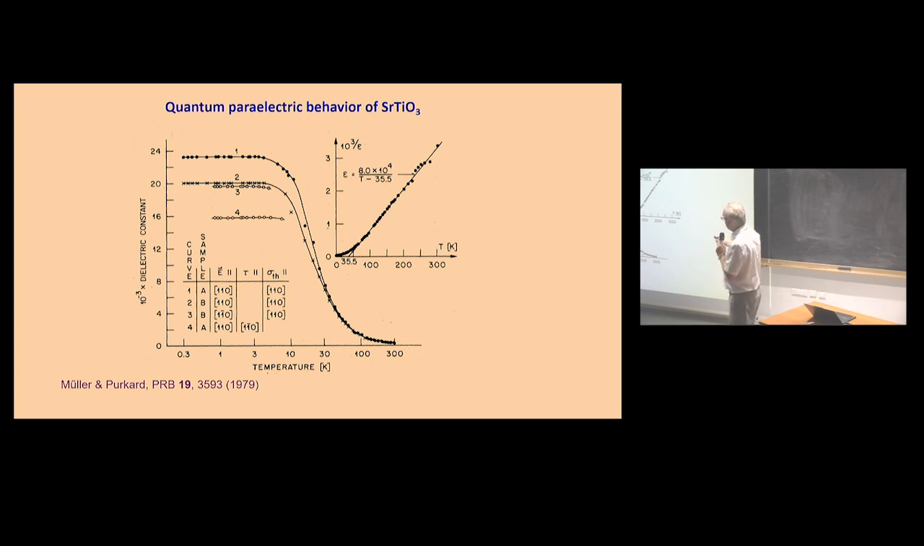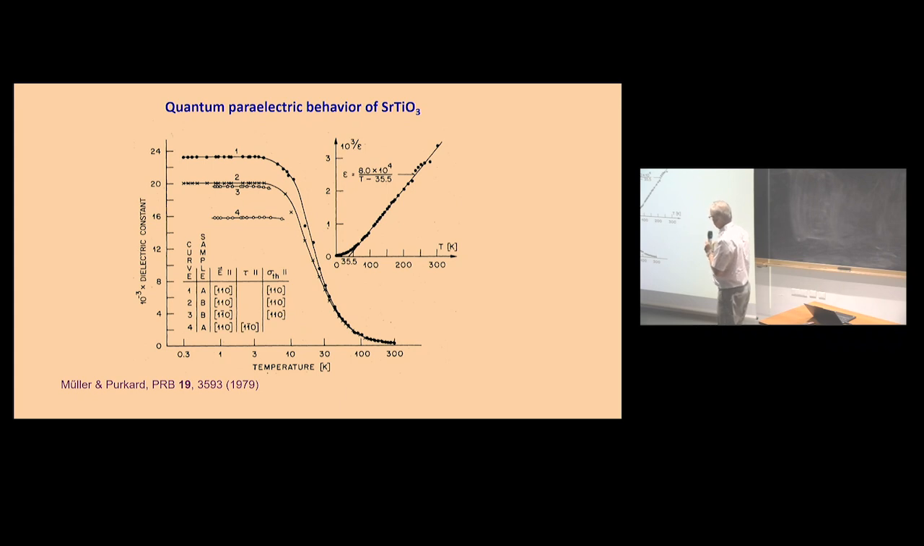If you plot reciprocal permittivity, the reciprocal permittivity goes to 0 around 35 Kelvin. It looks like there should be a phase transition here, but due to quantum fluctuations, the long-range ferroelectric order does not appear. And finally, at low temperatures, there is saturation of permittivity. So where is such a huge change of permittivity coming from?